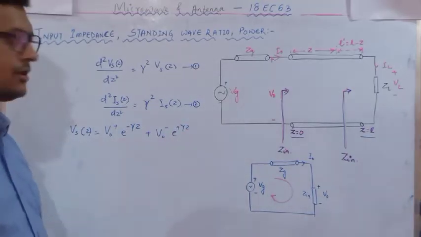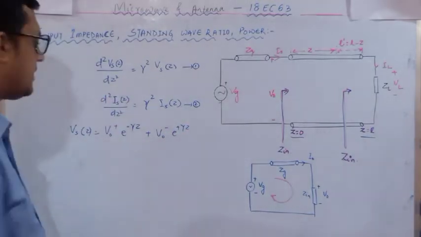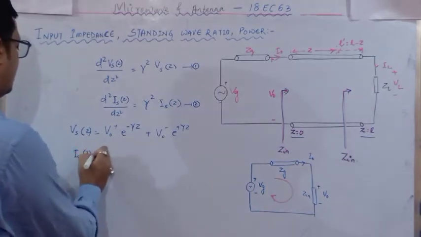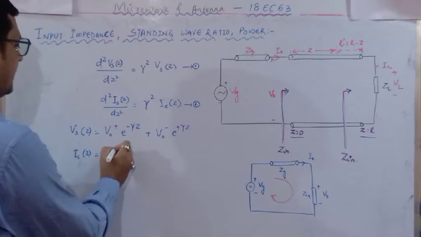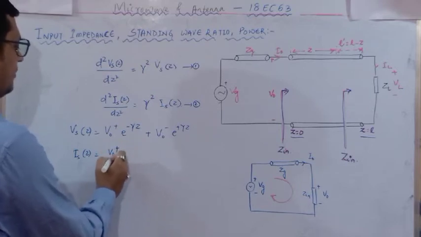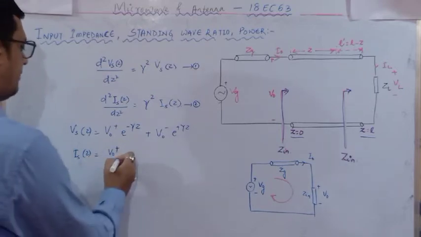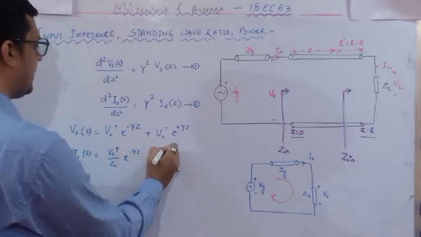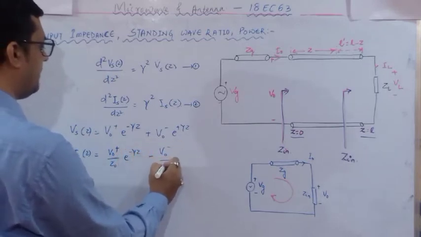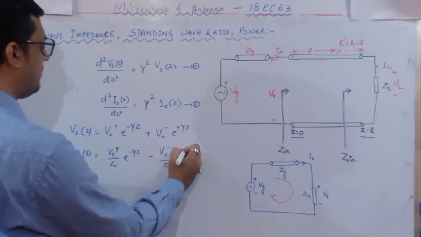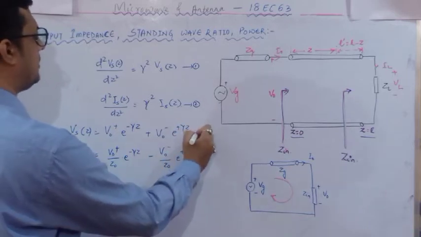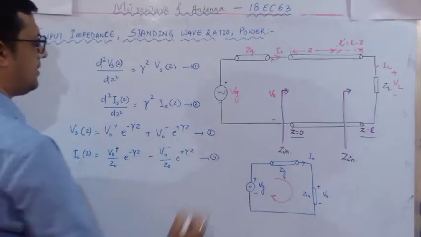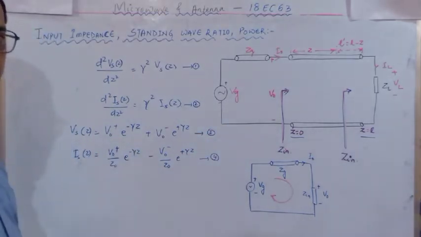So this is the solution of the first equation. Similarly, the solution of the second equation, Is of z, directly I am writing, is equal to V naught plus divided by Z naught e to the power minus gamma z, minus V naught minus divided by Z naught e to the power plus gamma z. These equations we have already discussed in the previous classes, so directly I am writing the values.